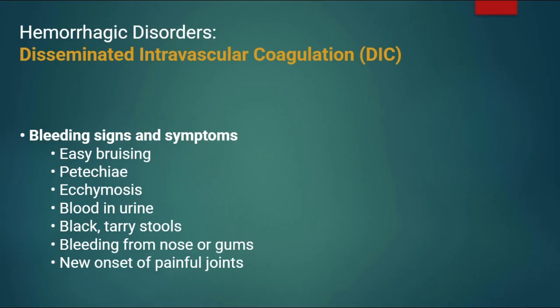Bleeding can also occur internally. Blood in the urine may indicate bleeding in the urinary tract, while black, tarry stools point to gastrointestinal bleeding. Patients may have nosebleeds or bleeding gums even without obvious cause. Another important sign is the new onset of painful joints, which may occur because small blood clots and bleeding collect inside the joint spaces. Remember, in DIC, the patient is at risk of both clotting and bleeding at the same time, so careful monitoring is critical.